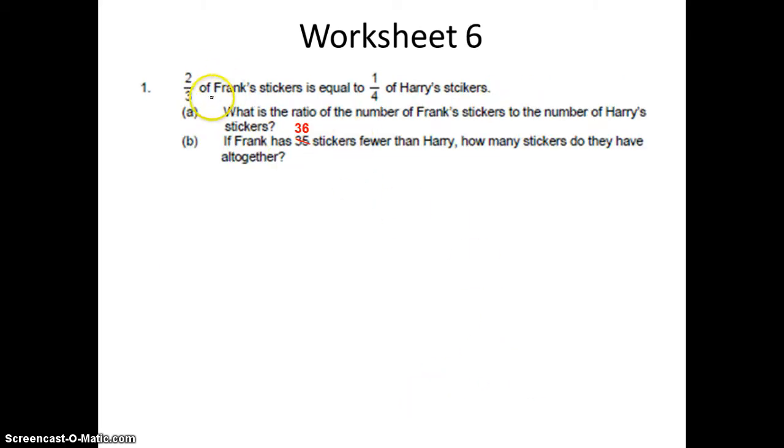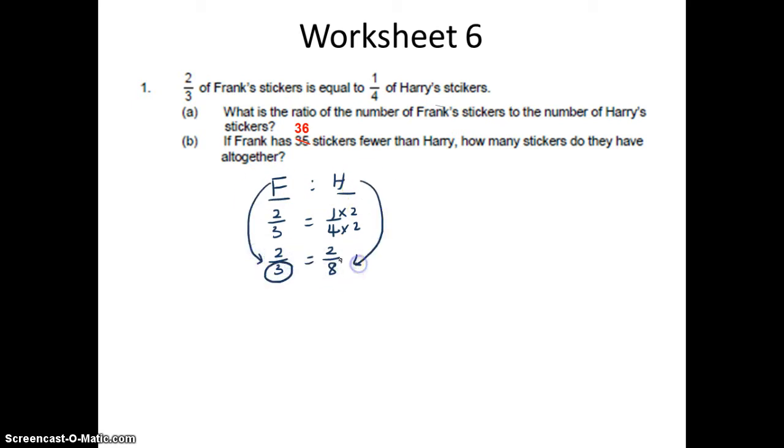Worksheet 6. 2/3 of Frank's stickers is equal to 1/4 of Harry's stickers. So Frank is to Harry, 2/3 is to 1/4. I make my numerator the same. So now I have 2/3 is to 2/8. Frank has 3 units. Harry has 8 units. What is the ratio of Frank's stickers to Harry's stickers?